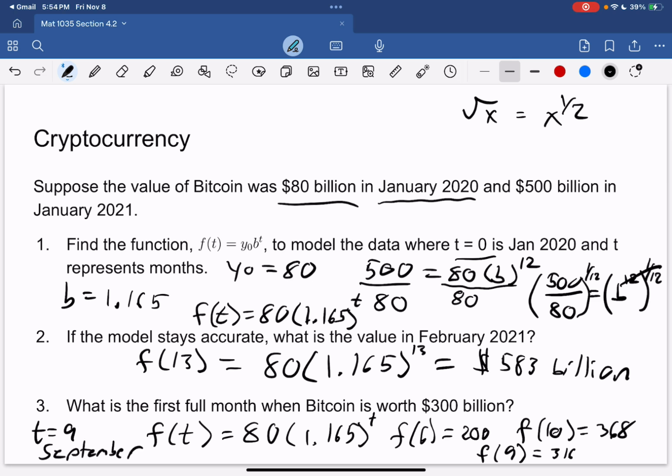Okay. So that's just another application of exponentials and how things grow exponentially. Money grows exponentially a lot, or decays exponentially. It's usually not a linear situation when we talk about money.